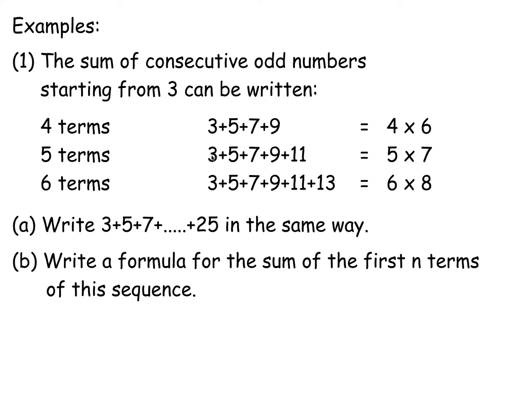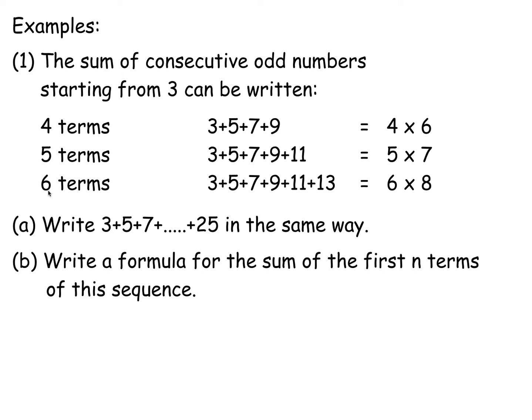If we get 5 terms, 3, 5, 7, 9, 11 add up to the same as 5 times 7. And 6 terms, 3, 5, 7, 9, 11, 13 add up to be the same as 6 times 8. So I ask you to get the result for adding up 3, 5, 7 and so on until you get to 25.